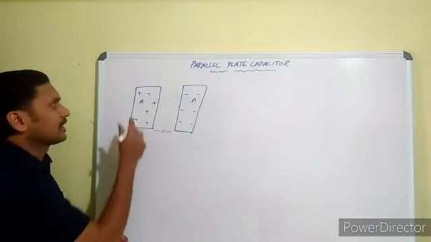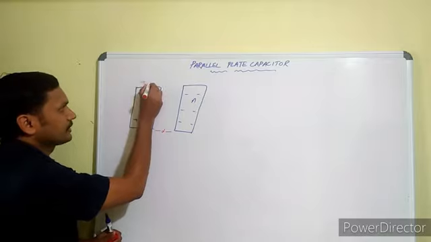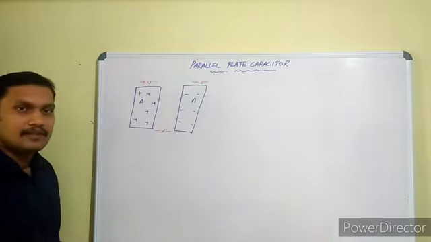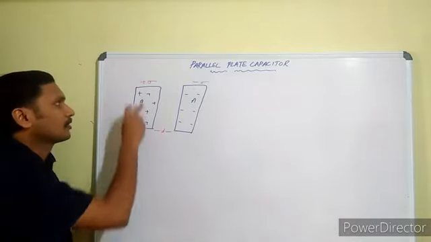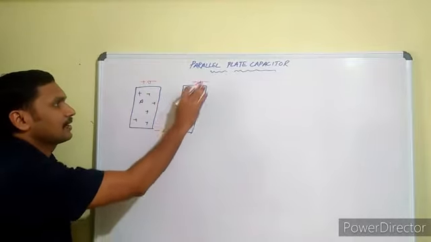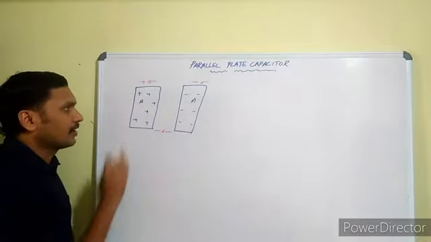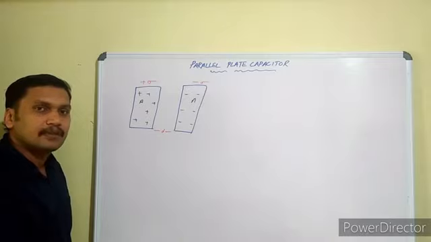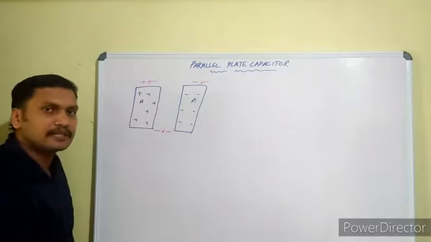And the charge density of this plate can be taken as plus sigma and this is minus sigma. Charge density means charge per unit area. A is the area of the plate and D is the distance between the plates. Usually, this gap between the two plates is filled with some dielectric or any insulating medium.